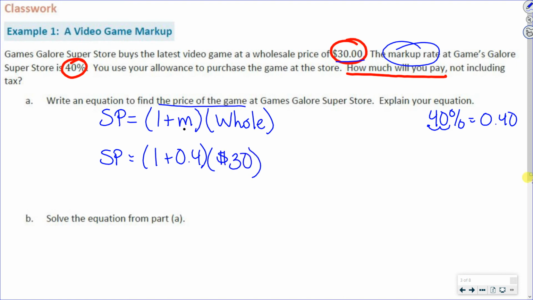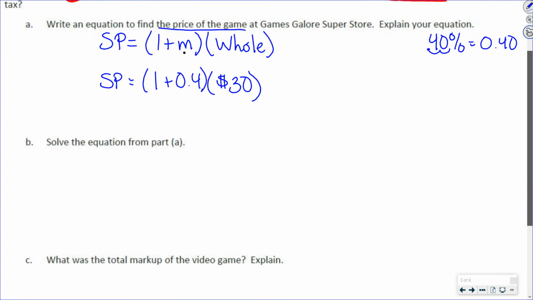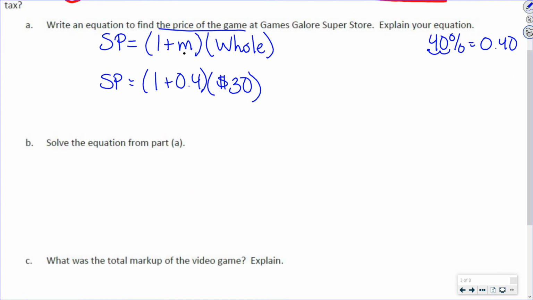Part B suggests that I solve my equation. Okay, well, so let's simplify. SP equals 1 plus 0.4, so SP equals 1.4 times 30.